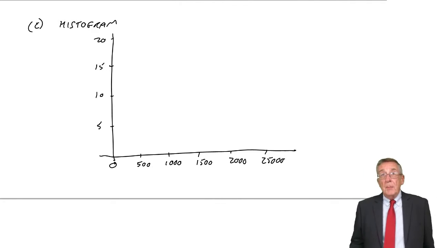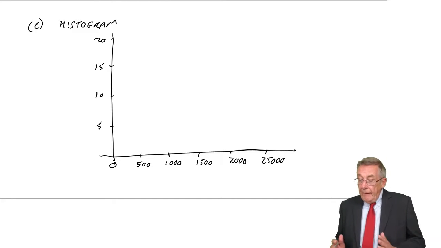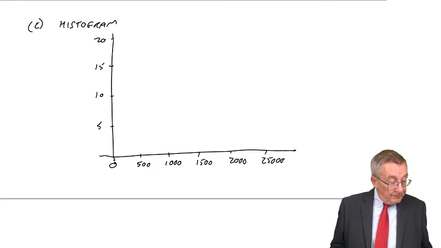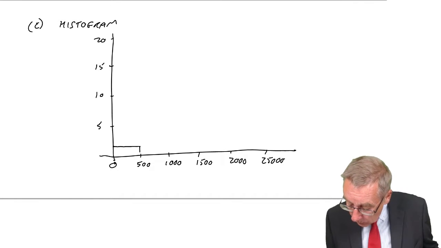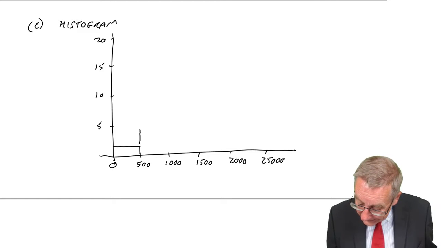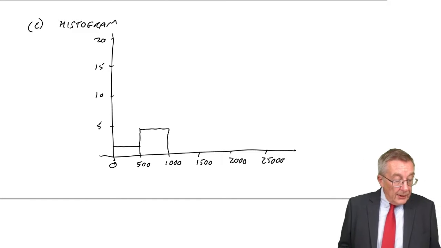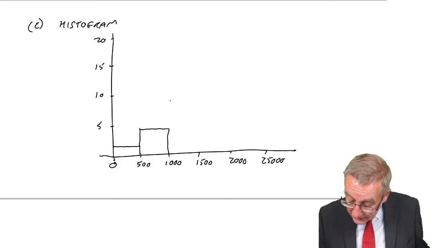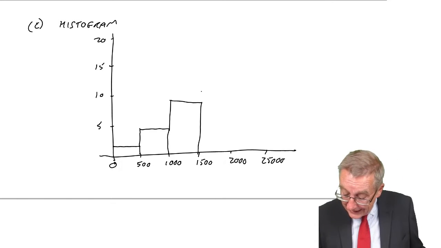So I say it is going to be very like a bar chart, except, and you'll see how important this is later on, the bars will be next to each other. What I'm getting at is 0 to 500, the frequency is 1. 500 to 1,000, it's 4. 1,000 to 1,500, it's 8. 1,500 to 2,000 is 19.